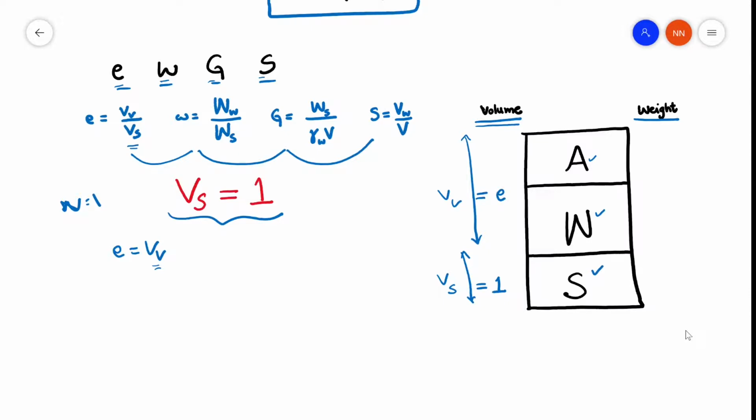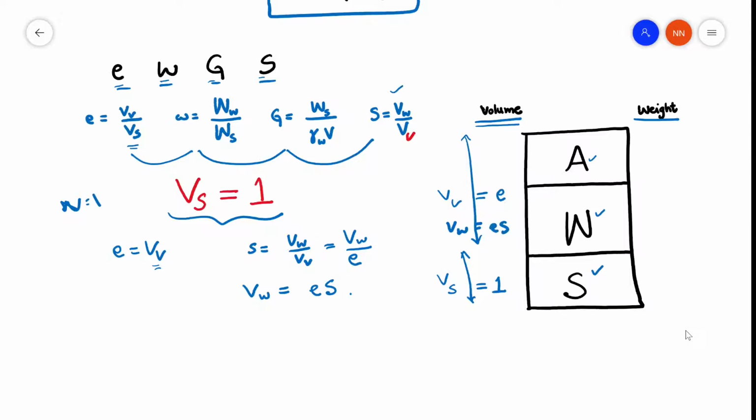The next thing that we look at is saturation, because saturation is also involving volume. Sorry, this is volume of voids in the denominator. So we know saturation is volume of water over volume of voids. This is equal to volume of water over volume of voids, which is E. So volume of water can be written from here as E times S. Now we have figured out the volume side of the phase diagram.